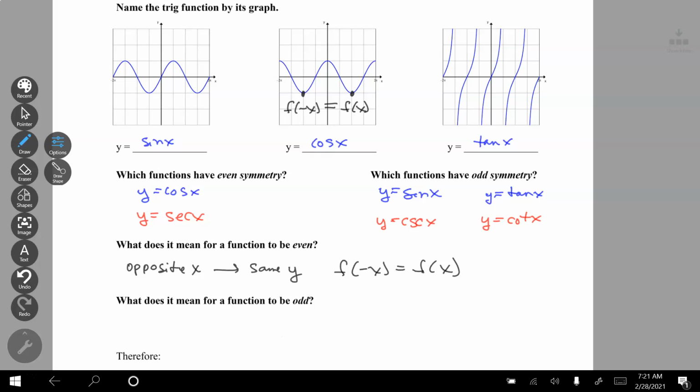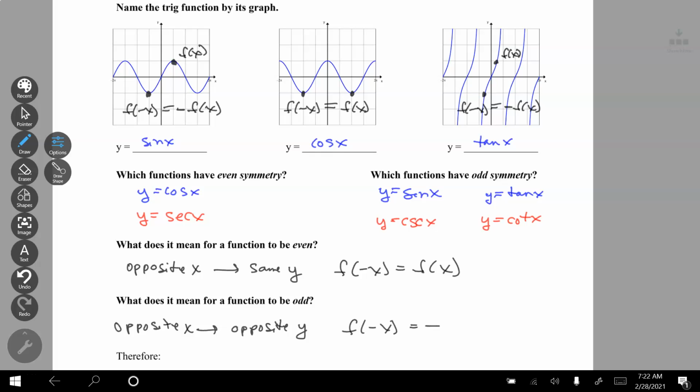And what does it mean for a function to be odd? Well, we said for opposite x values, we get opposite y values. So right here is f of x, and right here is f of negative x. Well, this is equal to the opposite of f of x. And right here, this is f of x, and this guy right here is f of negative x. That is equal to the opposite of f of x. So f of negative x is equal to negative f of x.